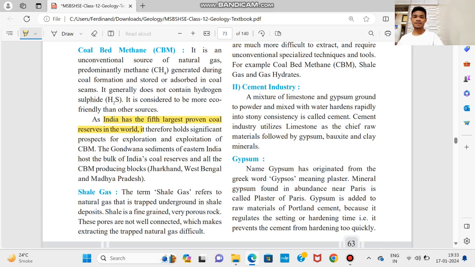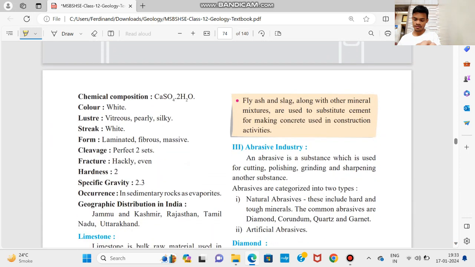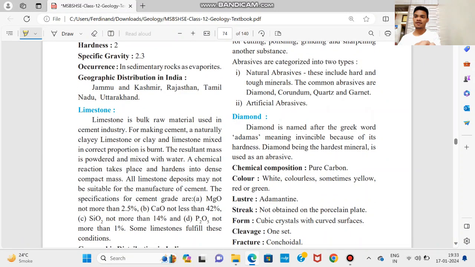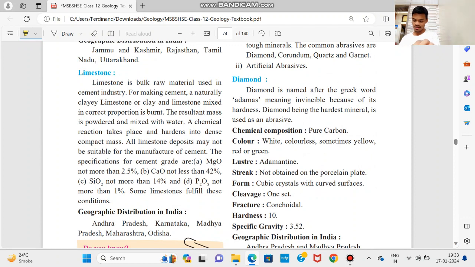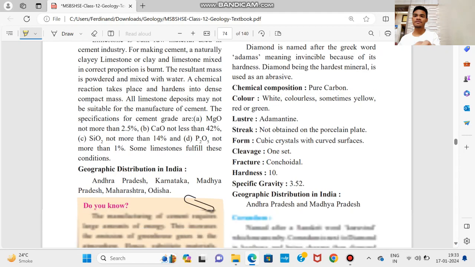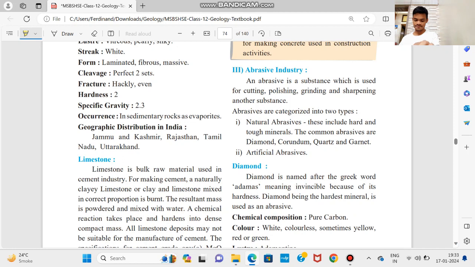The first mineral you start with is gypsum, also called fibrous satin spar. As I'm saying something, gotta write it. Okay, then you come down. You have the second cement mineral, that is your limestone. Not much given about limestone, but the composition of each element is given, which is included in limestone. Distribution in India. Come to next, which is the abrasive industry.